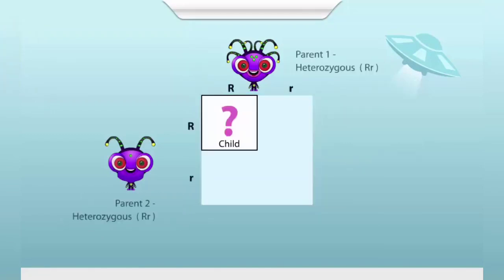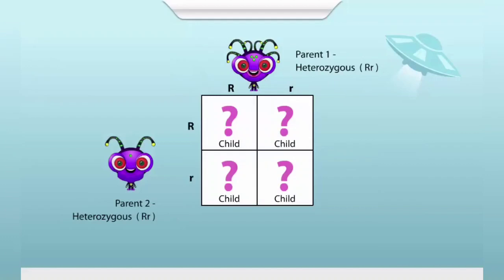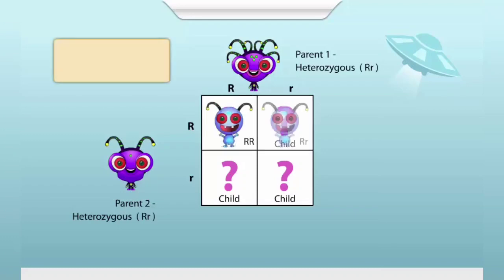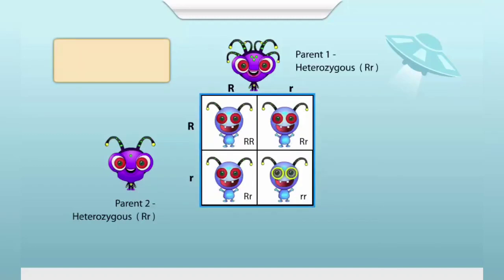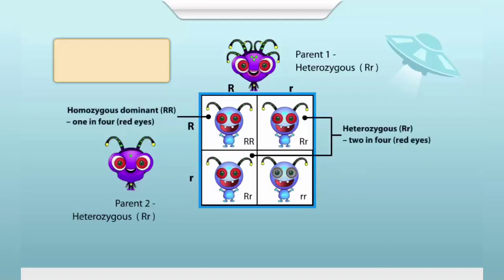Now, in the next round, if a heterozygous dominant alien were to breed with another heterozygous dominant alien, in the second generation, 3 of the offspring will have red eyes and 1 will have grey eyes. Of these, 1 will be homozygous dominant, 2 will be heterozygous, and 1 will be homozygous recessive.